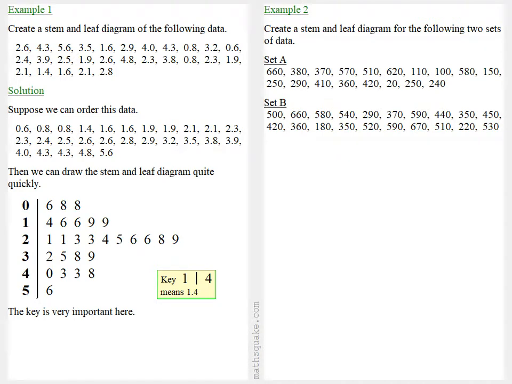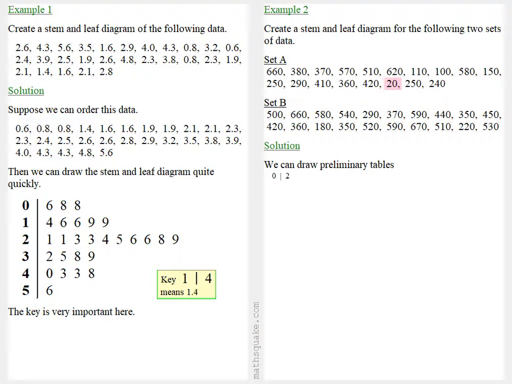In a second example, we're asked to create a stem and leaf diagram from the following two sets of data. Now in this case, all the data has been rounded off to the nearest 10. So for the diagram, we can ignore the zeros at the end of each number. Well, we can start by drawing a pair of rough tables.